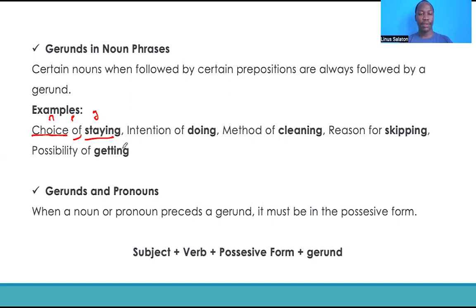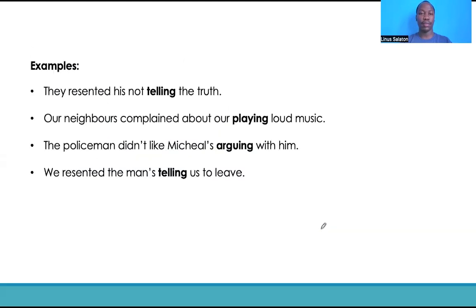Then you could have gerunds and pronouns. When a noun or a pronoun precedes a gerund, it must be in possessive form. So you have a sentence constructed with your subject followed by the verb, then the possessive form of what is being described, then the gerund. We'll look at a couple of examples to illustrate this. "They resented his not telling the truth." They, our subject, resented, our verb, his, the possessive form, and then you have the gerund.